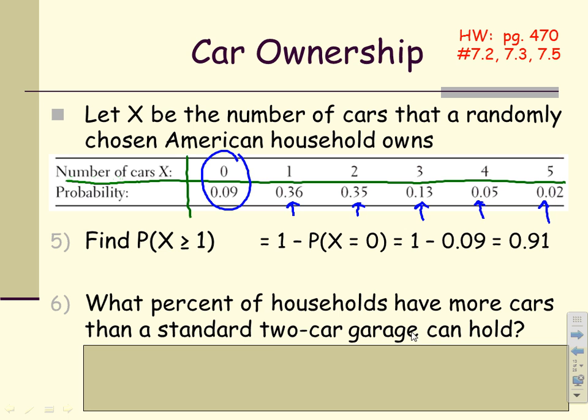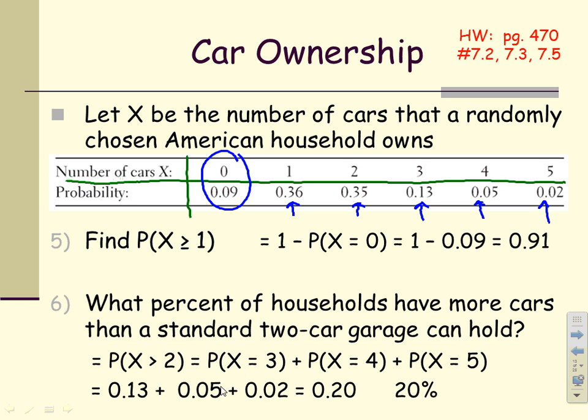What percent of households have more cars than a standard 2-car garage can hold? Well, it's not written in probability language, but we can make it into probability language to say the probability that x is greater than 2, because that would be greater than a standard 2-car garage. And I show here, writing out the probability language, which is equal to the probability that x equals 3, plus the probability that x equals 4, plus the probability that x equals 5, and add those probabilities up, because again, they're disjoint events, and there we are, 20%, 0.2.